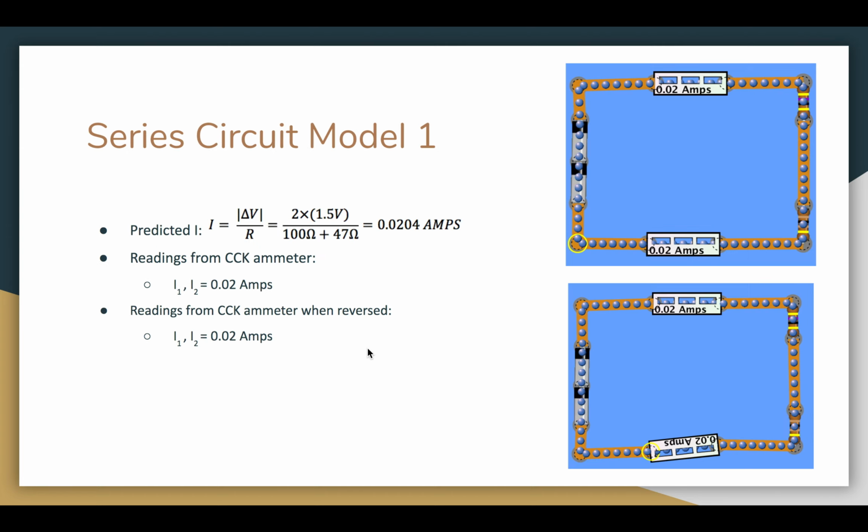So for series circuit model 1, I got that the readings from the CCK ammeter, 0.02 amps, was approximately equal to the one that I predicted, 0.0204 amps, as shown in these two diagrams right here.